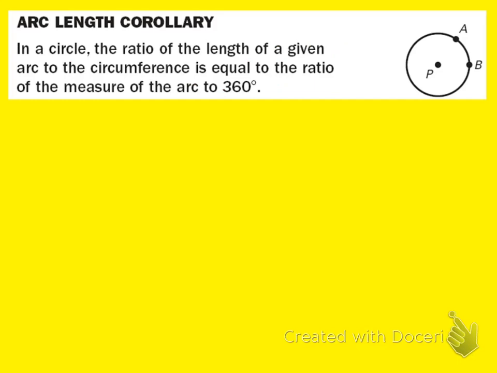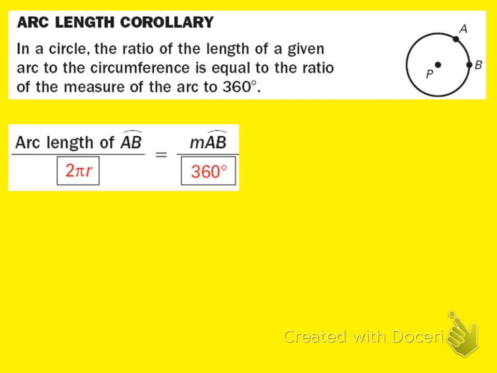Let's talk about arc length. Remember, arc length is a portion of the circumference. There's two ways to set this problem up. In a circle, we could find the arc length by setting up a proportion problem where we're saying that the length of the arc over 2 pi r is equal to the measure of the arc over 360. What we're doing is we're taking a piece of the circumference and putting it over the entire circumference. That's what we have here.